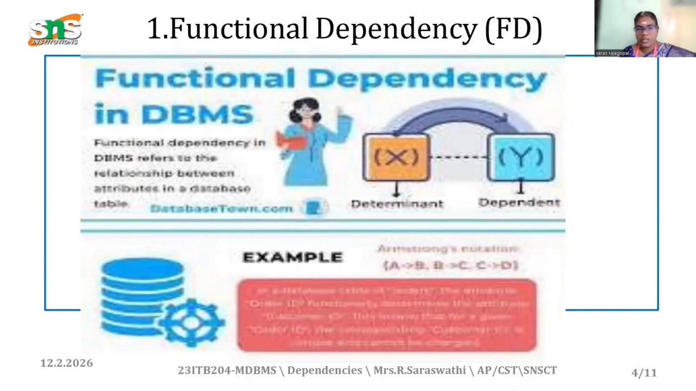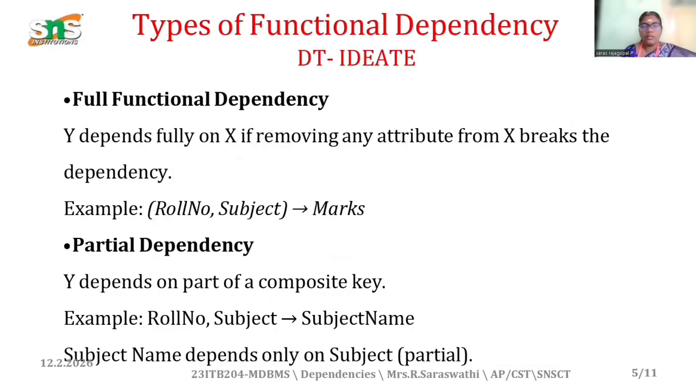If X is a determinant and Y is a dependent, then X goes to Y. Full functional dependency and partial functional dependency are the two types of functional dependency. The first is fully functional, the second is partial functional, and then there is transitive dependency.